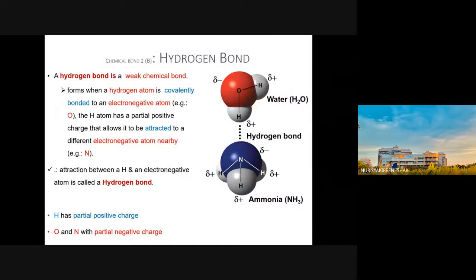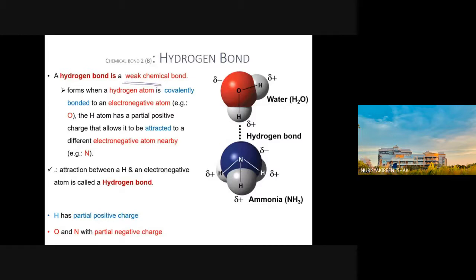So the next chemical bond is hydrogen bond. A hydrogen bond is actually a weak chemical bond. If the hydrogen bond exists alone, it is a weak bond. But if you have so many hydrogen bonds, they can form a strong interaction. A hydrogen bond is formed when a hydrogen atom is covalently bonded to an electronegative atom, such as oxygen, and the hydrogen atom has a partial positive charge that allows it to be attracted to a different electronegative atom nearby.